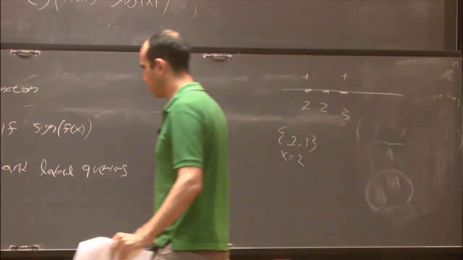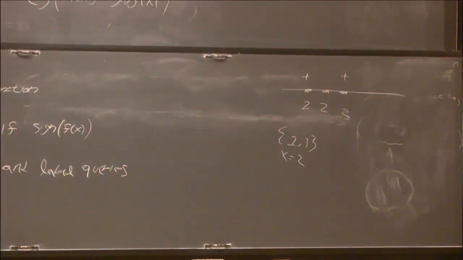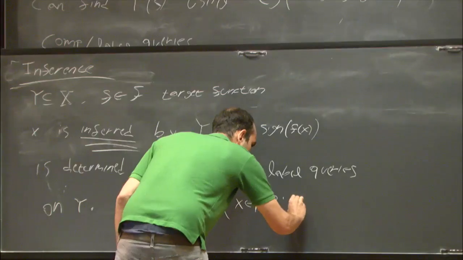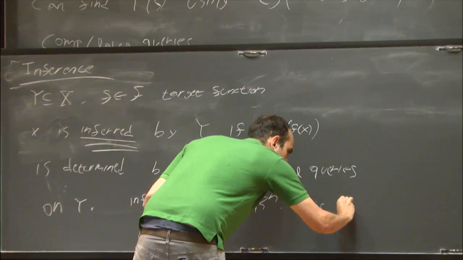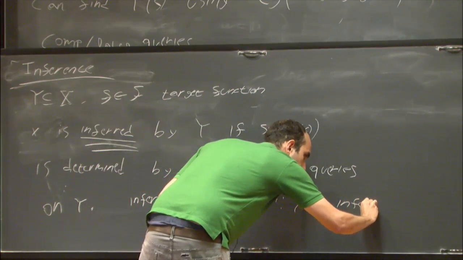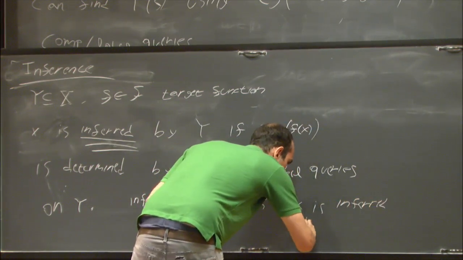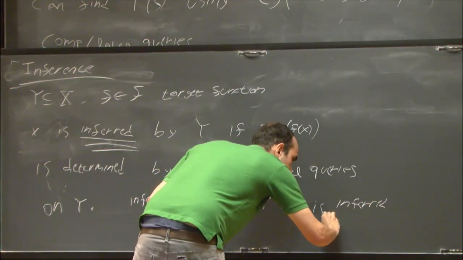Okay, and we'll also denote infer of f. y is all the things that are inferred. x in R^n, x is inferred by y.